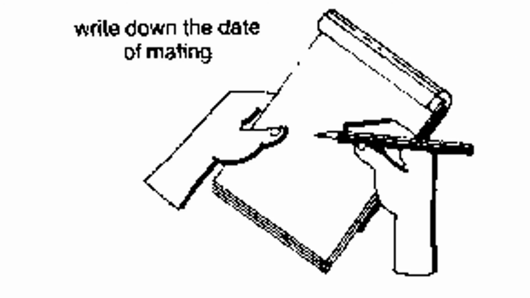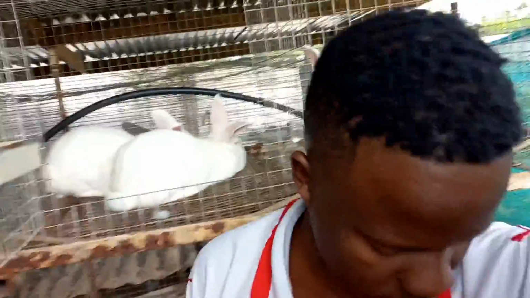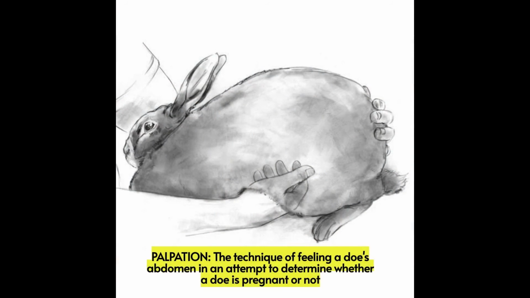The thing now is that after this, you have to write down the date when you have your rabbits mate. Then after 2 weeks from mating, you check for pregnancy. How do you check for pregnancy? You palpate the stomach, just using your fingers. It improves with experience. Even myself, I sometimes find it difficult to detect the pregnancy using my hands.